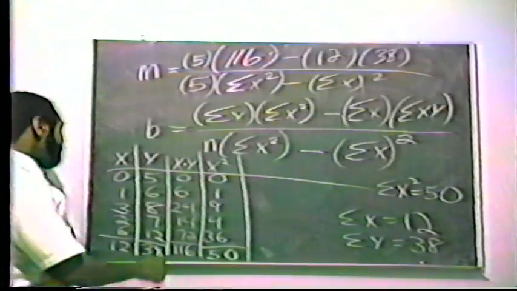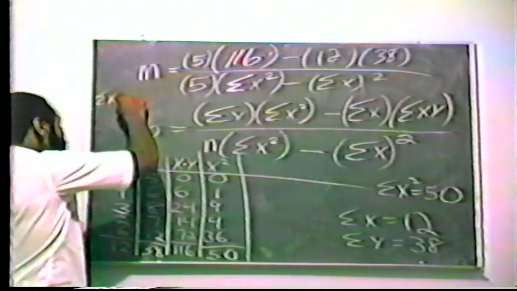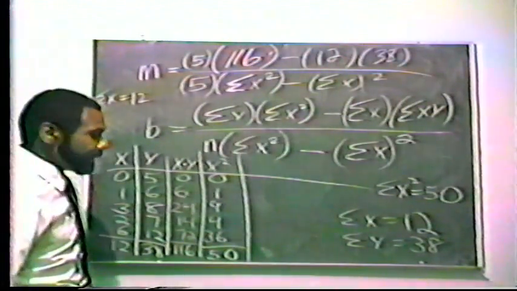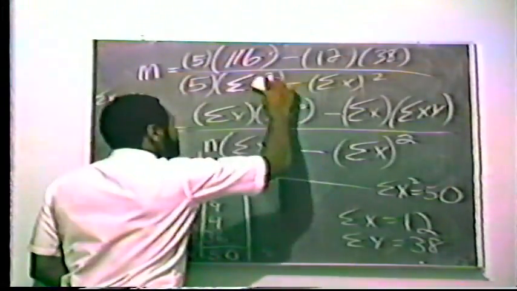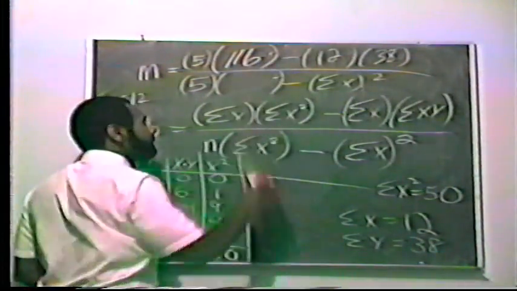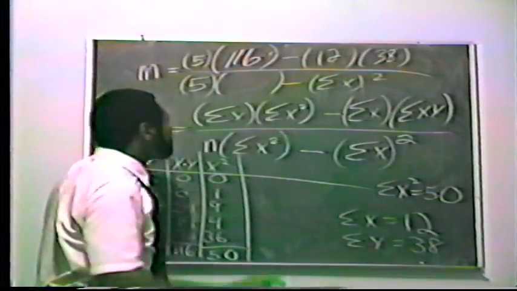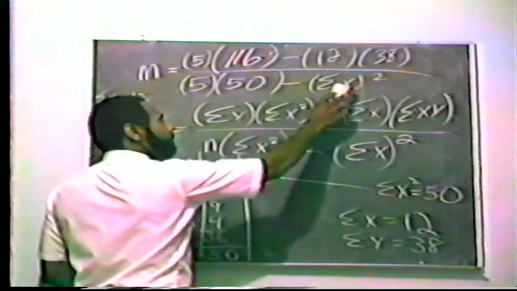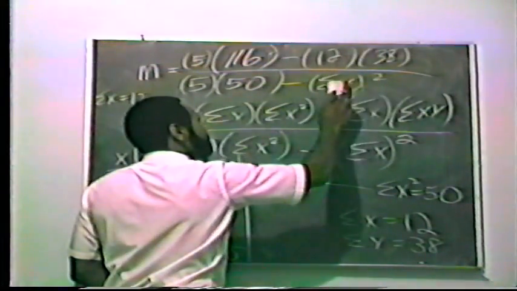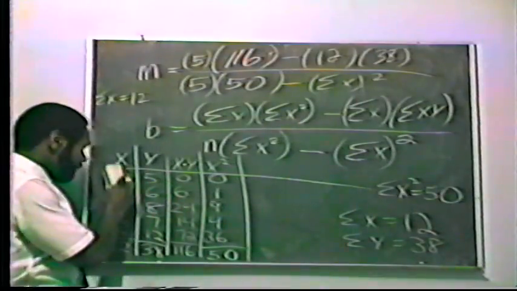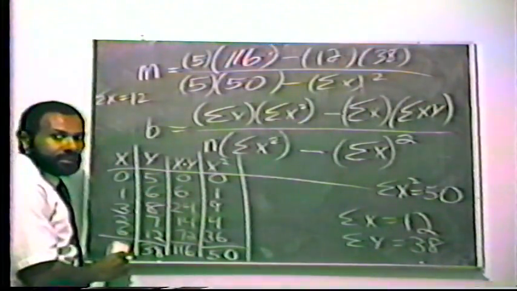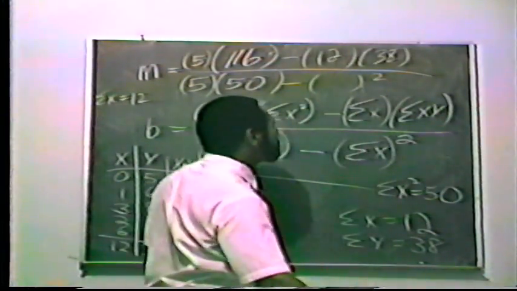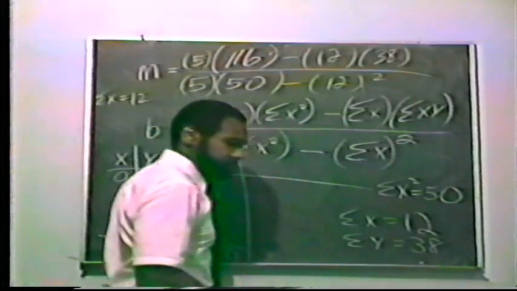The summation of x was equal to 12. Now, that means that we can erase the summation of x squared in the formula, and we can put 50. The next thing we have here is the summation of x, the quantity squared. Now the summation of x we found before. We added the x's together, we got 12. So we can erase the summation of x here, and we can put the number 12.